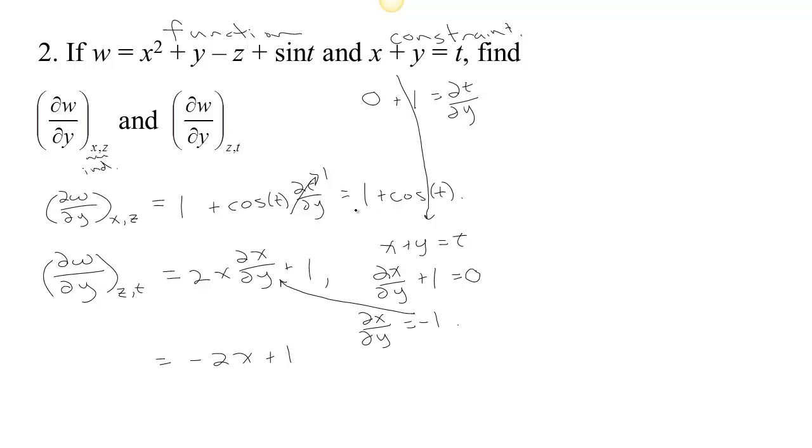So we got two different answers, right? But notice we had two different notations, so they really are different answers. How does w change when you change y, assuming x and z are independent, versus how does w change when you change y, assuming that z and t are independent?